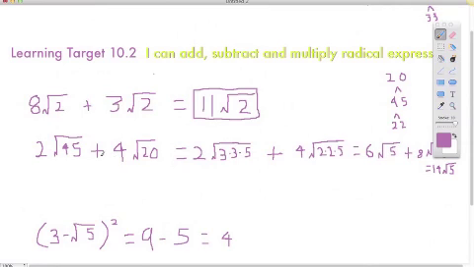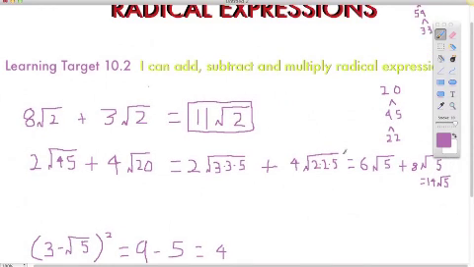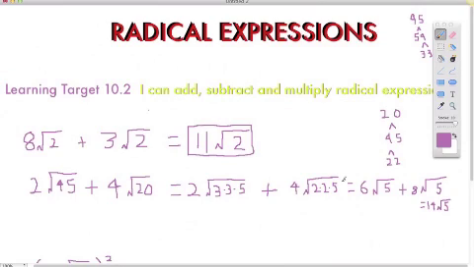With this one, you have 2 times the square root of 45 plus 4 times the square root of 20. We're going to break down the factors like we did in the first video on how to simplify. The factors of 45 are 3 times 3 times 5, and the factors of 20 are 2 times 2 times 5. So with this, we're going to take a 3 out.